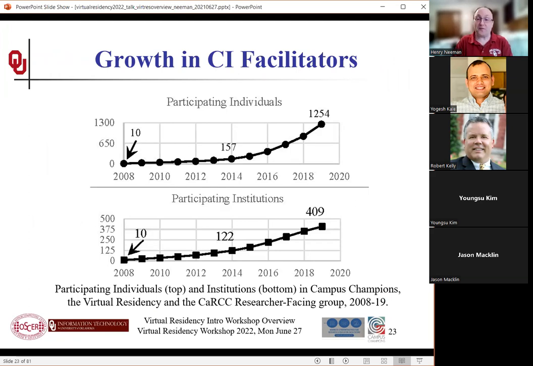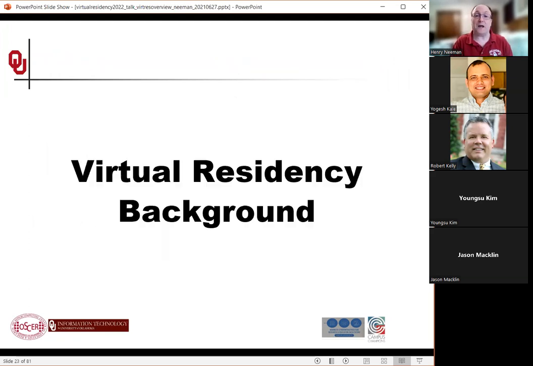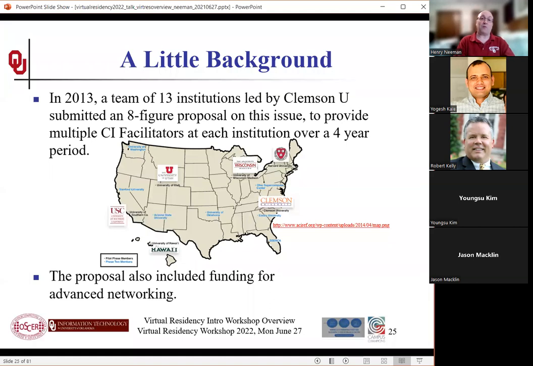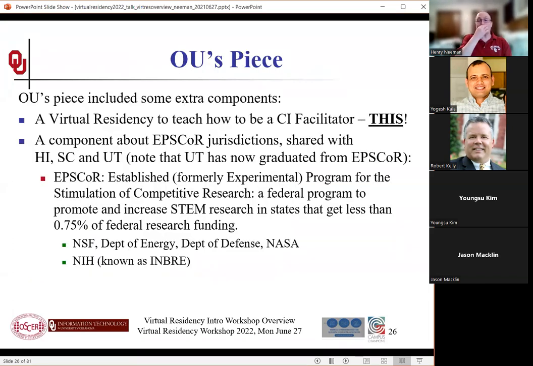Exponential growth in our field, but that doesn't mean we're keeping up. All right, a little background. Way back in the distant mists of time in 2013, there were 13 institutions who said, we'll write a proposal for $33.5 million. I'm not sure how they came up with that dollar figure. 4 years, 13 institutions, giant chunk of money. It's got some hardware in it for advanced networking.